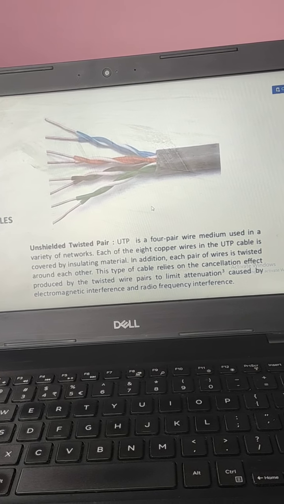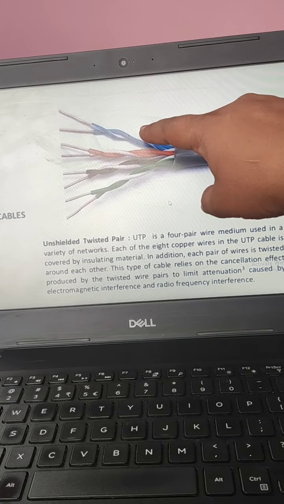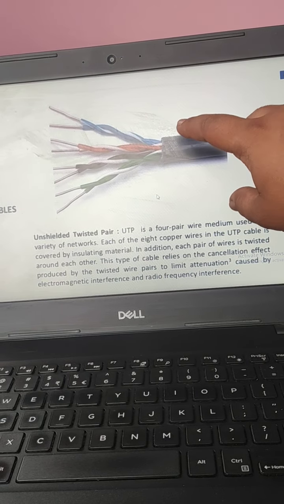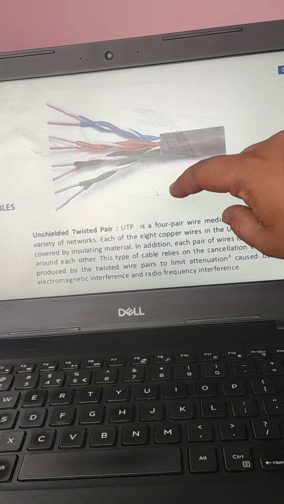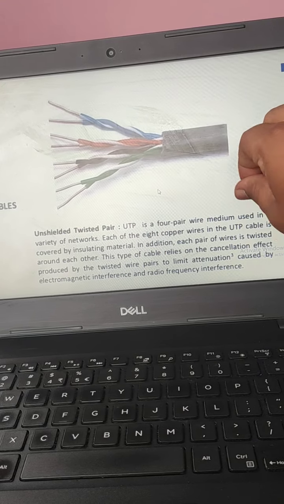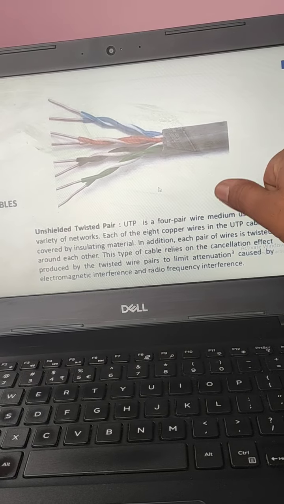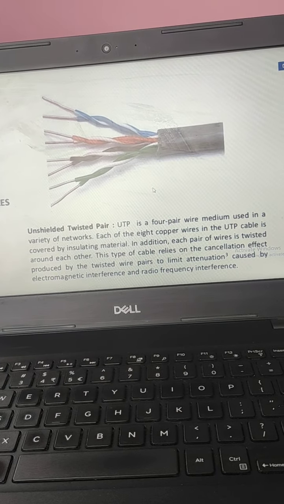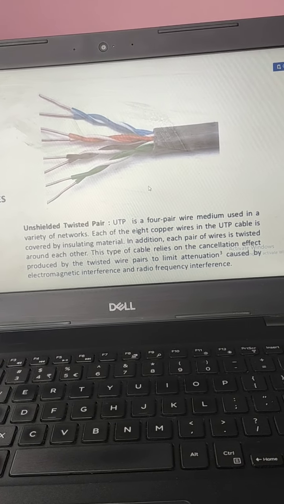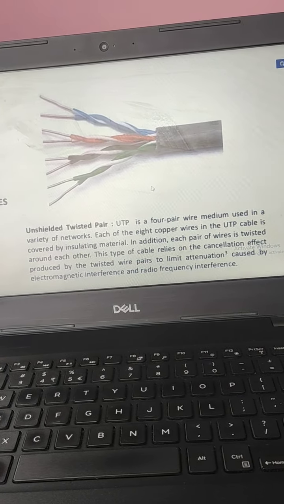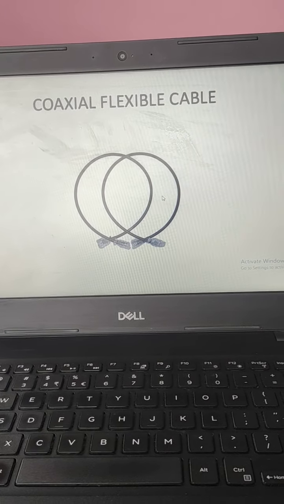The next one is the unshielded twisted pair, that is UTP. It is a 4 pair wire medium used in a variety of networks. Each of these 8 copper wires in the UTP cable is covered by insulating material. In addition, each pair of wires is twisted around each other. This type of cable relies on the cancellation effect produced by the twisted pair to limit attenuation. Basically this is used against electromagnetic interference and radio frequency interference, to limit attenuation. This is the coaxial flexible cable.